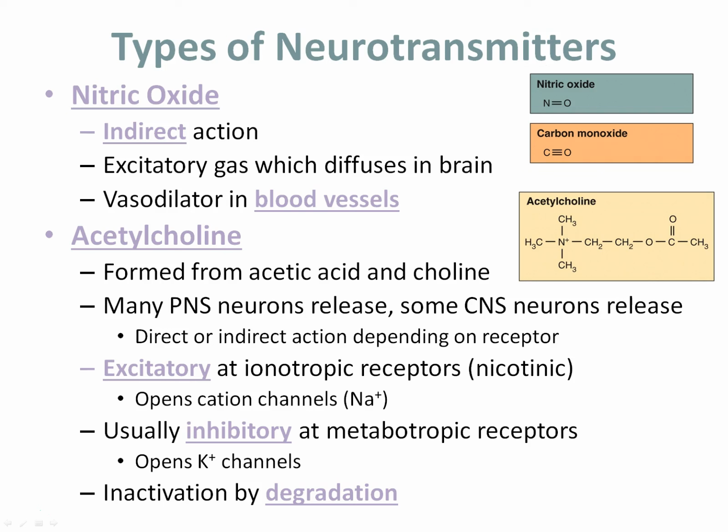At ionotropic receptors, that we also call nicotinic receptors, acetylcholine is excitatory and opens cation channels, allowing sodium to move through. This is the type of receptor and neurotransmitter that we saw at the neuromuscular junction. Acetylcholine is usually inhibitory at metabotropic receptors because it will open potassium channels. Acetylcholine is inactivated by degradation by that acetylcholinesterase enzyme.